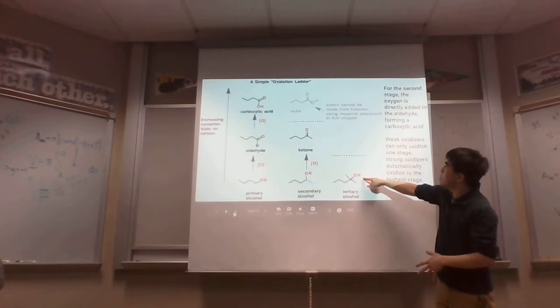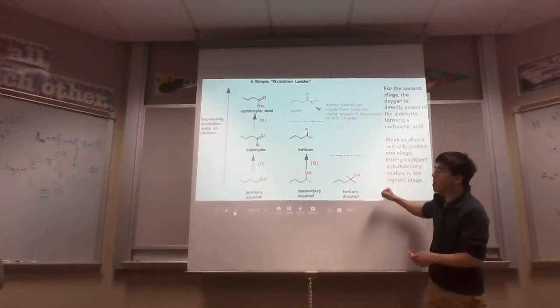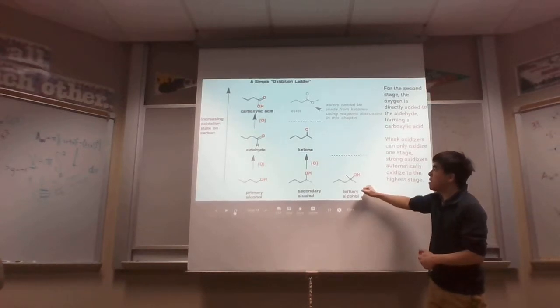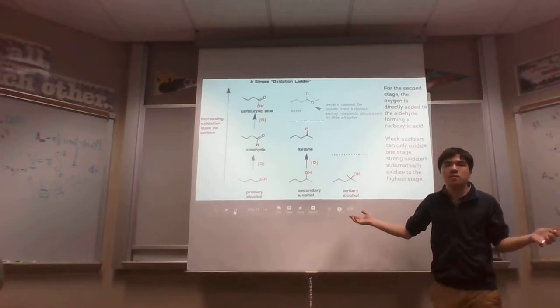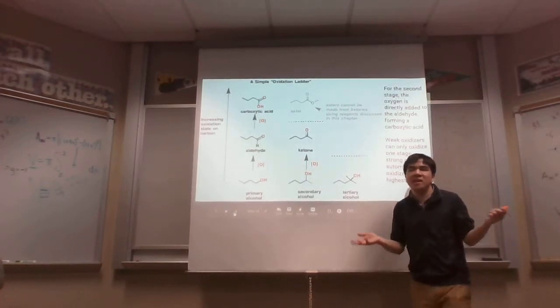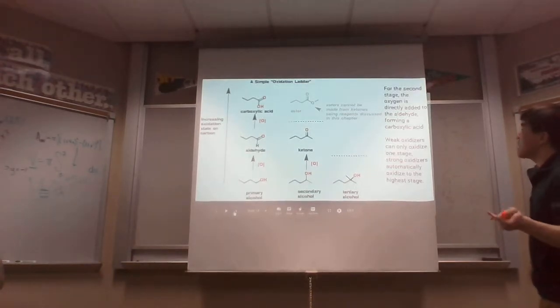You can't do first stage oxidation here with a tertiary alcohol because you take away the hydrogen from the oxygen, but then if you form a double bond with the oxygen, the carbon connected to it now has 5 bonds. And you can't do that. It's very unstable. So yeah, that's the oxidation ladder.